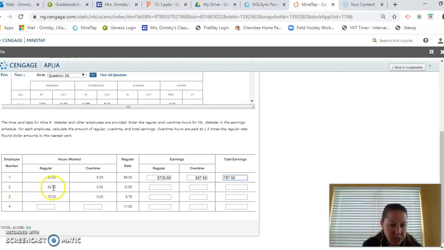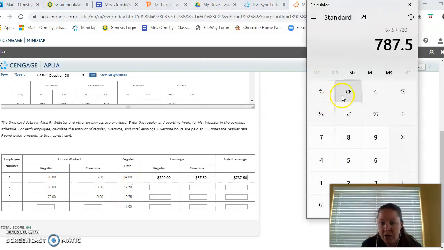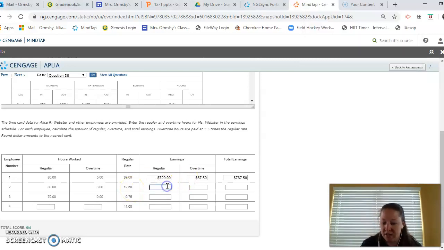Our next step is to move on to employee number 2. So employee number 2 also worked 80 regular hours, but this employee makes $12.50 an hour. So to figure out how much regular earnings that employee made, we just take 80, our regular hours worked, multiply it by a regular rate times $12.50, and that's going to give us 1,000. So we have 1,000.